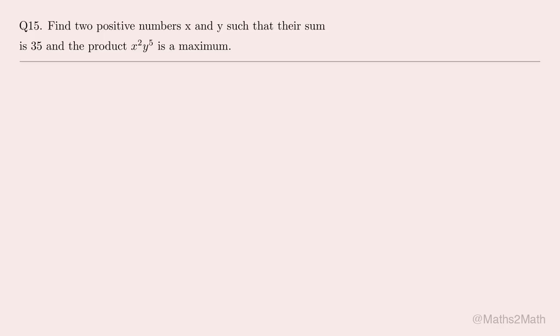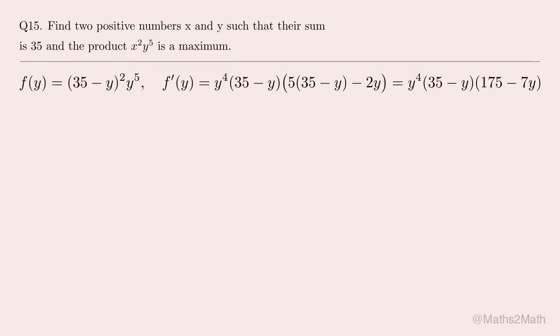Question 15. The same game with exponents 2 and 5. The peak splits the sum in the ratio of the exponents. With x equals 35 minus y, differentiate and factor. The interior critical point is y equals 25, so x is 10, the ratio 2 to 5 of the exponents.